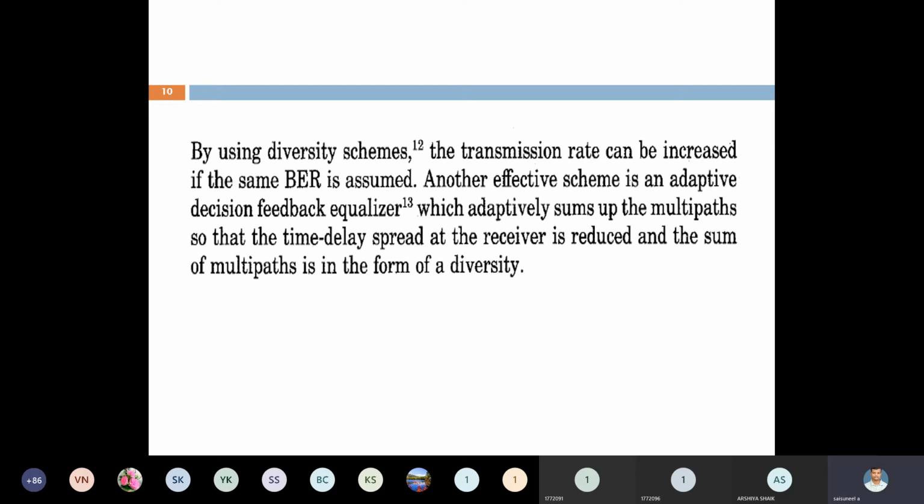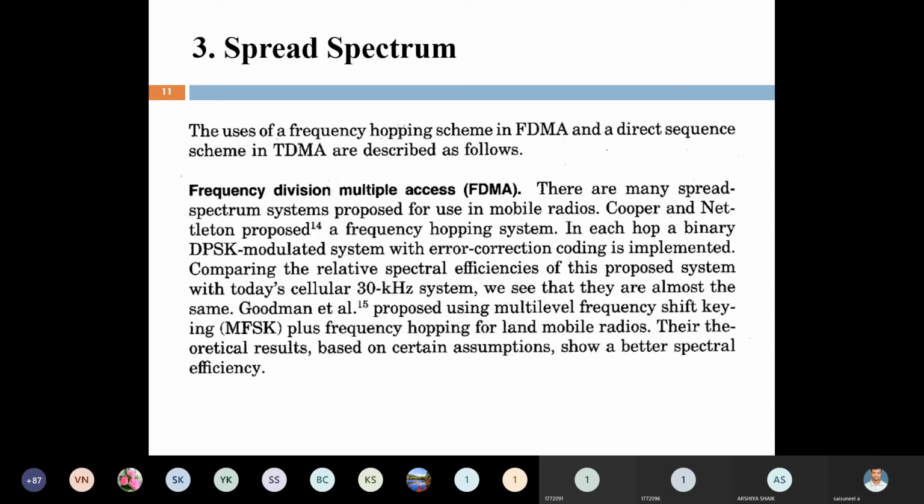the receiving section to the transmitting section, to equalize the pulses and reduce the intersymbol interference. Right. This is about time division multiple access system. The third one is spread spectrum.